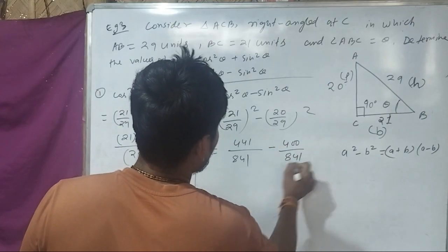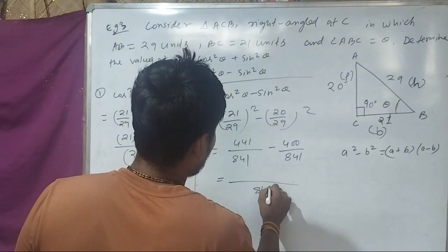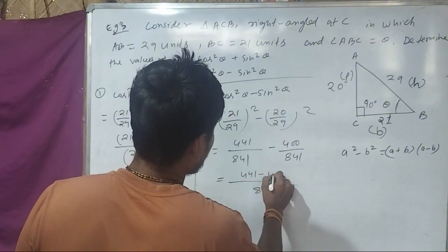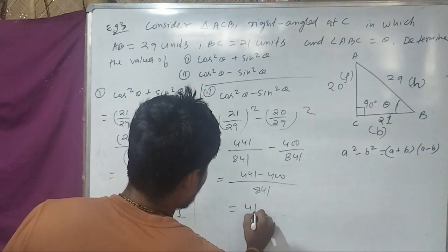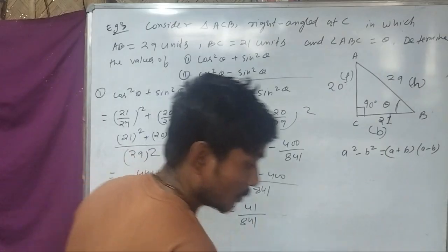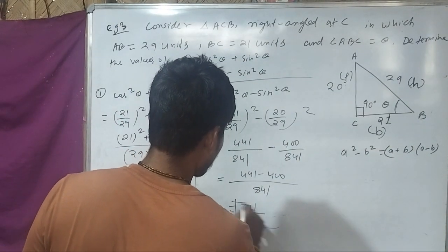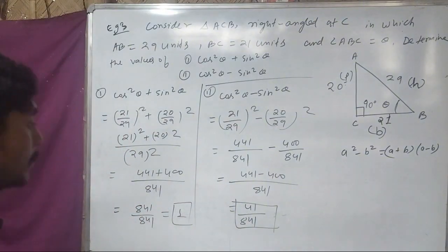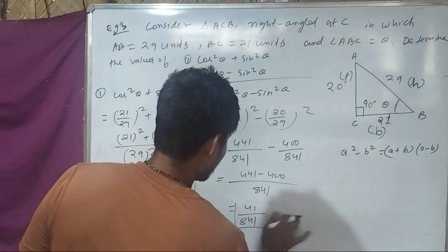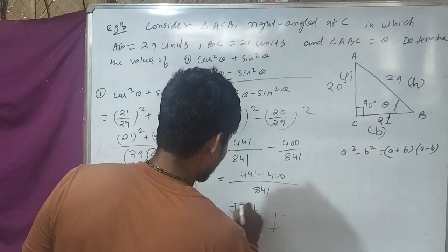29 square is 841. Now take the LCM of 841. How much do you get? 441 minus 400. You will get 41 by 841. So I think this is the required answer. Okay, so number 2 answer is this one, 41 by 841, and number 1 answer is 1.